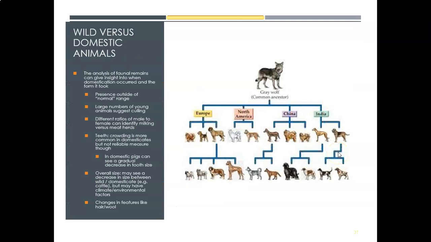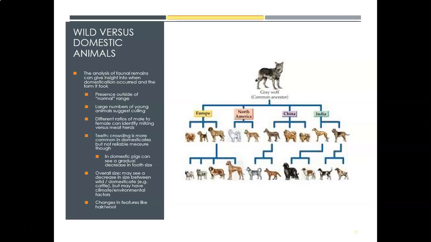Just as domesticated plants have different characteristics than wild plants, wild animals have different traits than domestic animals as well. So here's a list of several traits. Of course, some of these vary depending on the use of the animals, but things like presence outside of their so-called normal or natural range. Sometimes the population frequencies can tell us differences, that if we see lots of young animals within our assemblage, that suggests that they're culling the population itself, right?